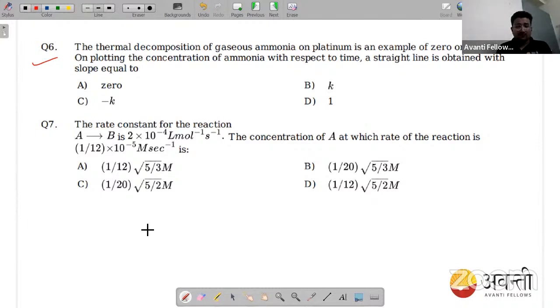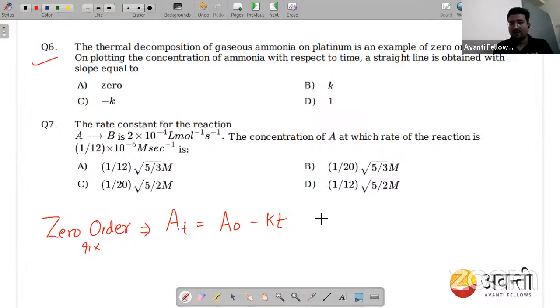First, we know that the integrated rate equation of a zero order reaction is A t equal to A naught minus kt. That we all know for a zero order reaction. Now, what we have to find out is the slope of concentration versus time. So we have to plot a graph of A t versus t.